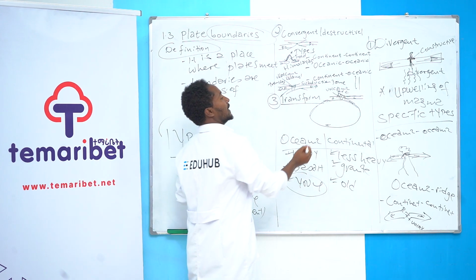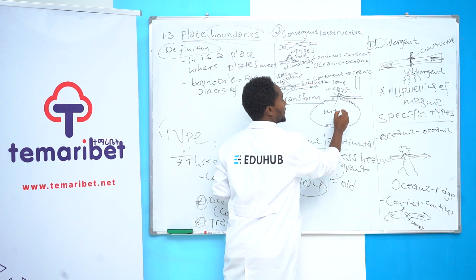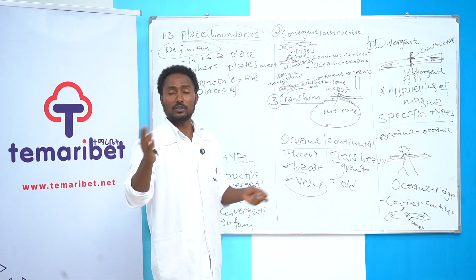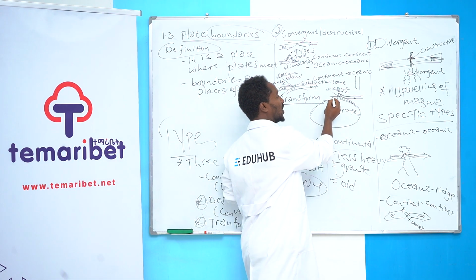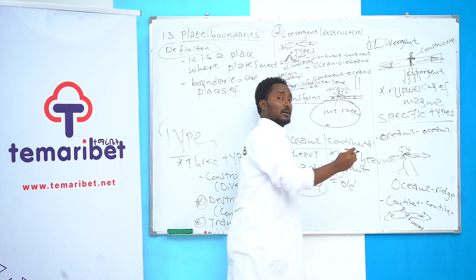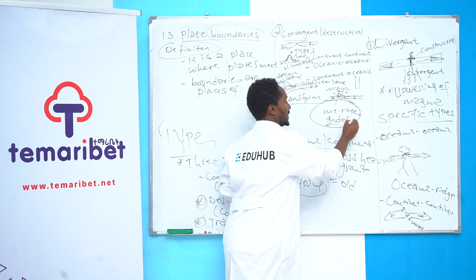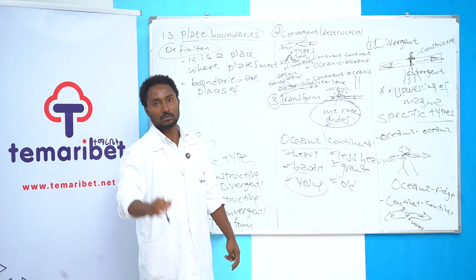The other is that mountain ranges are formed. The best example of such a mountain range formed due to the collision of oceanic and continental plates is the Andes Mountains, the Andes Mountains in South America.